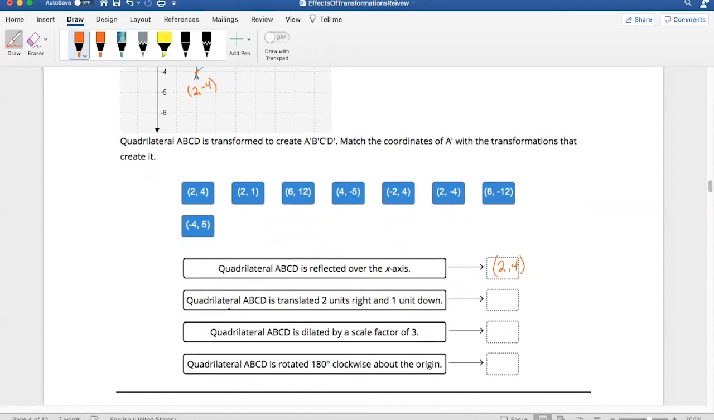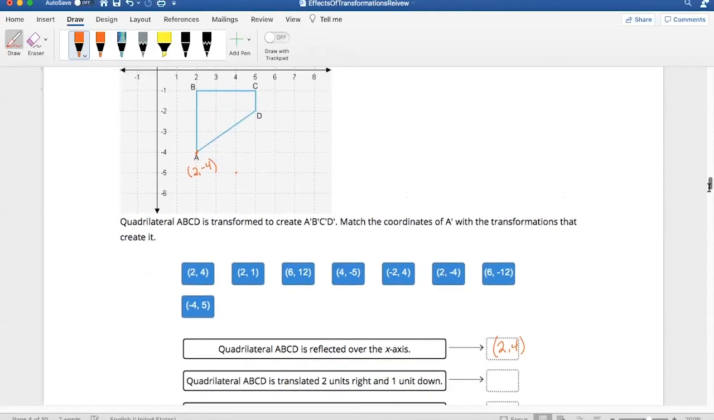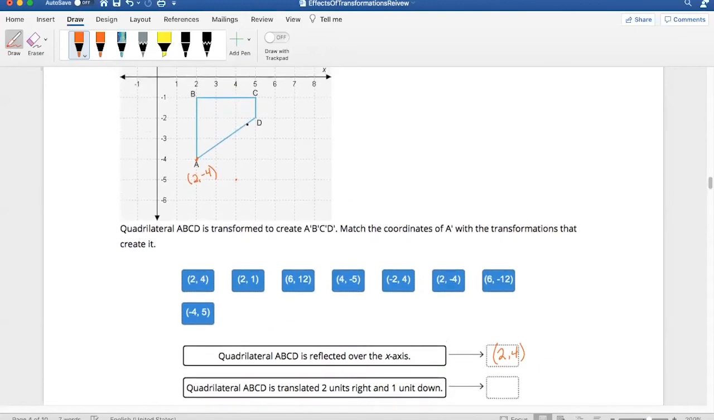How about this one? If a quadrilateral ABCD is translated 2 units right and 1 down. So again, back up to our point A, if I go 2 to the right and then 1 down, now I'm going to end up at 4, -5. My x value ends up at 4. My y is now at -5.